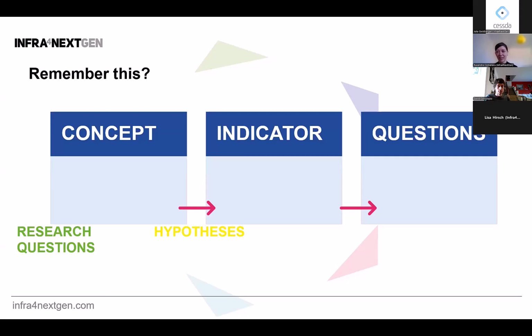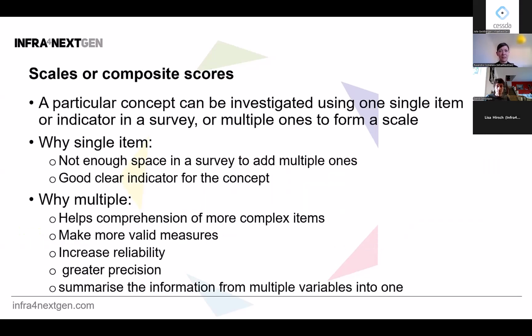So again, our slide. From the indicators, to move to the questions, we look for survey items or scales. And the next bit is going to be about this: scales or composite scores. In order to define a particular concept and to investigate it, we can use one single item or an indicator in a survey, or we can use multiple ones from a scale.